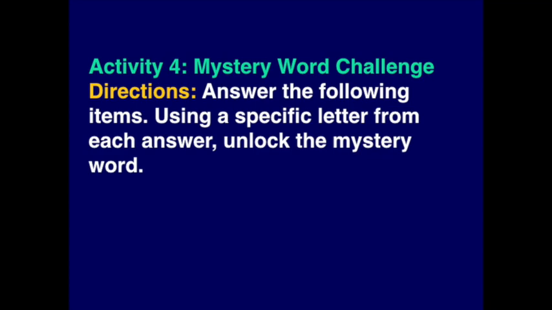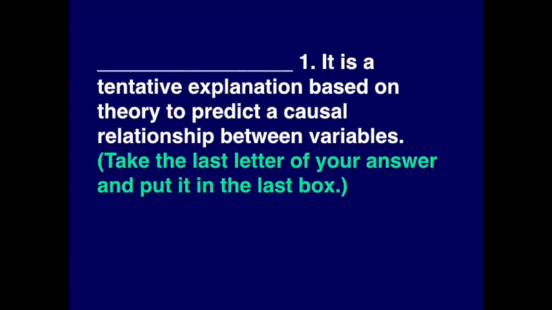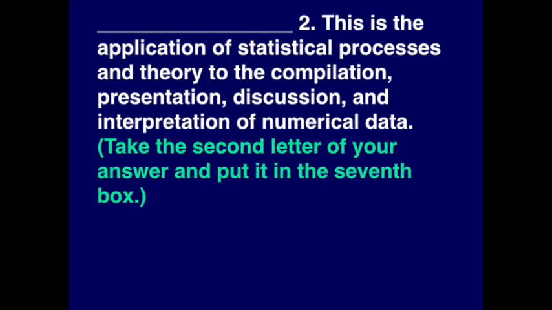Activity 4. Mystery Word Challenge. Directions. Answer the following items. Using a specific letter from each answer, unlock the mystery word. Number 1. It is a tentative explanation based on theory to predict a causal relationship between variables. Take the last letter of your answer and put it in the last box. Number 2. This is the application of statistical processes and theory to the compilation, presentation, discussion, and interpretation of numerical data. Take the second letter of your answer and put it in the 7th box.